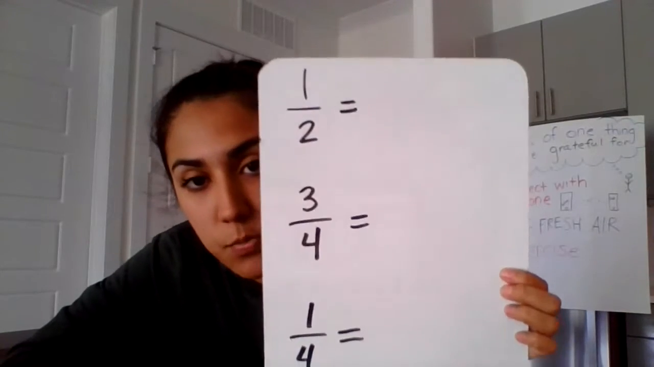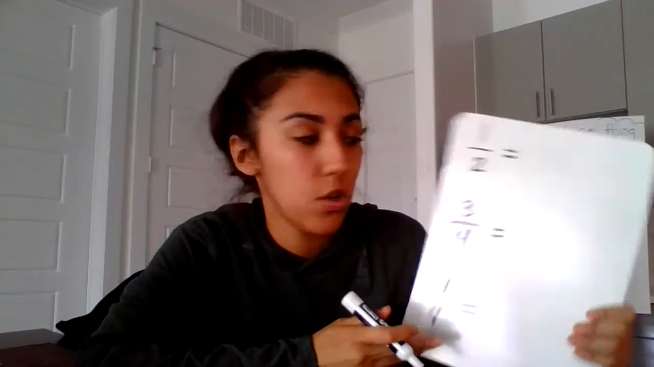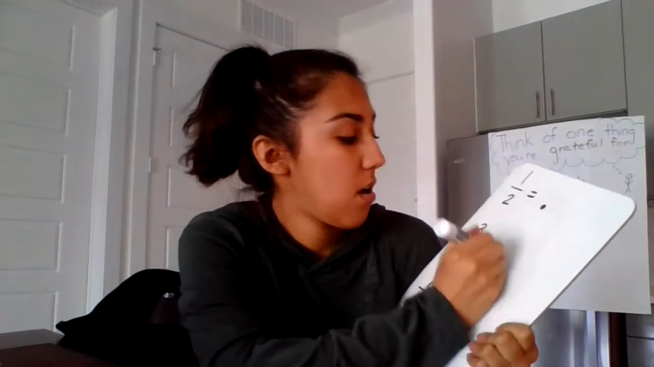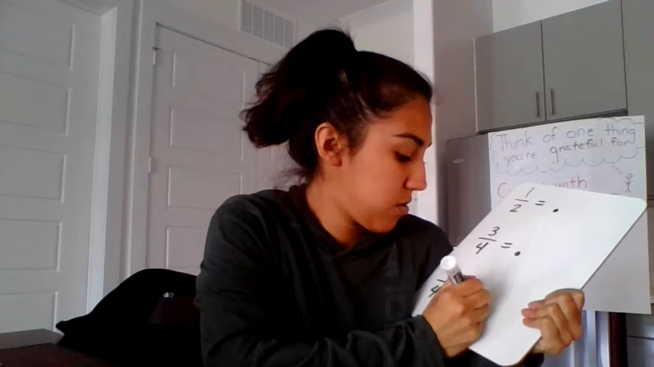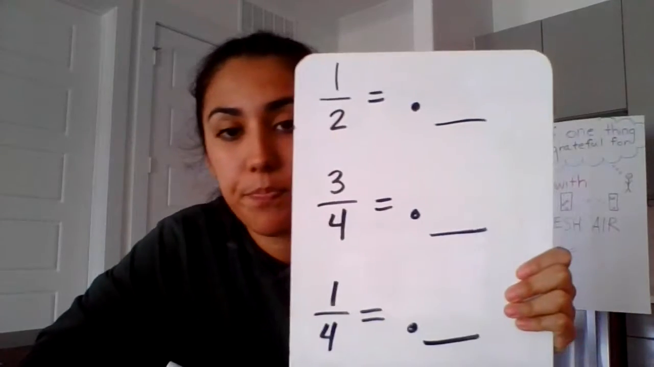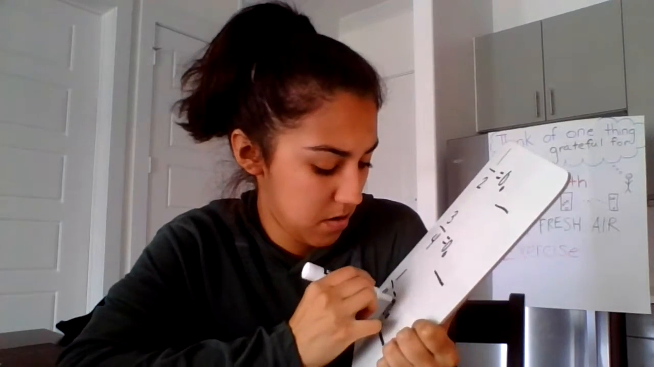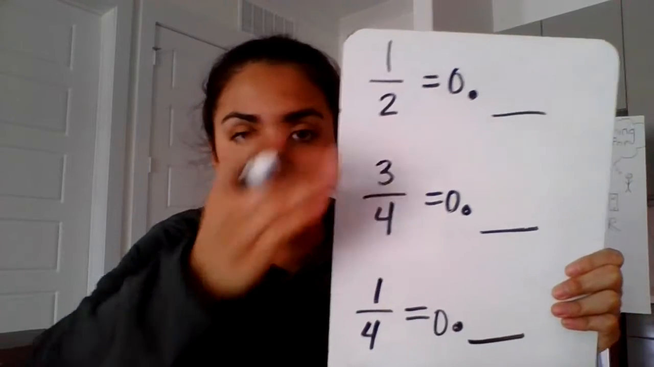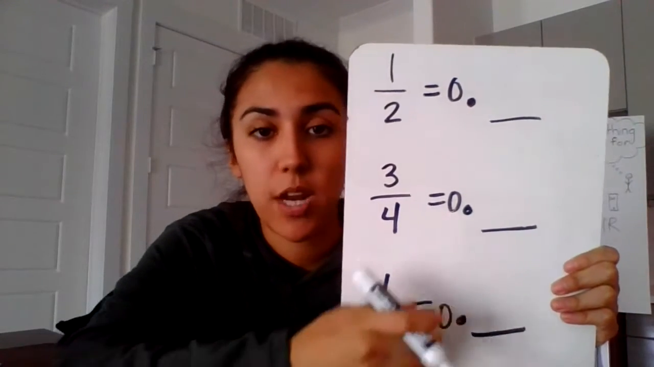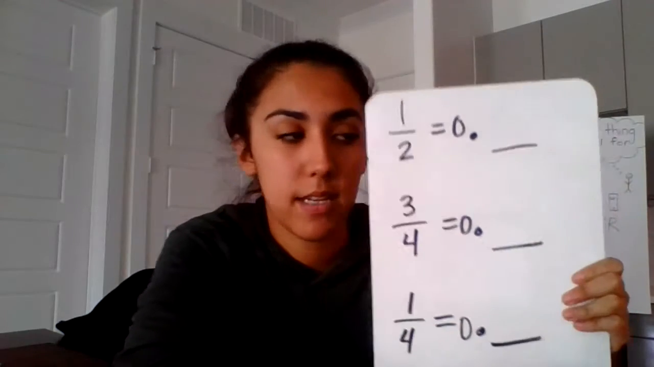Okay, so the first one is 1/2. So we want to find the equivalent decimal to 1/2, okay? So none of these are wholes. So we know that our numbers will be behind the decimal, okay? Behind this decimal. And if you want to put a 0 there in the ones place, so you know that none of these are wholes, so we're not going to have any whole numbers. So all our numbers are going to be behind the decimal, okay?